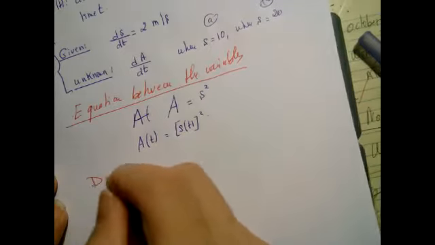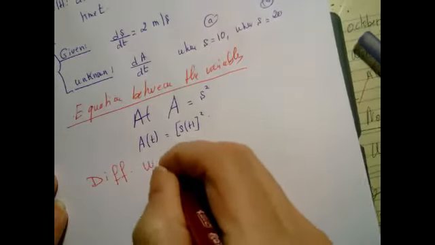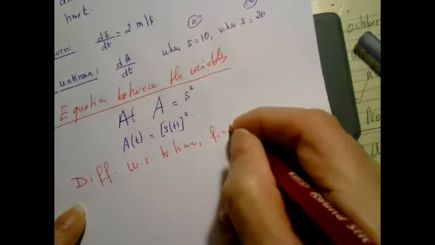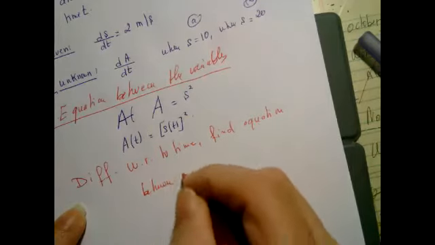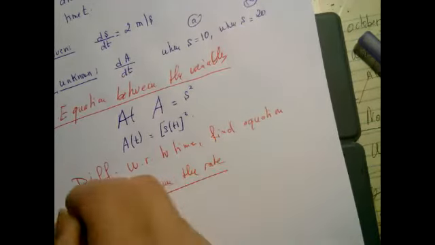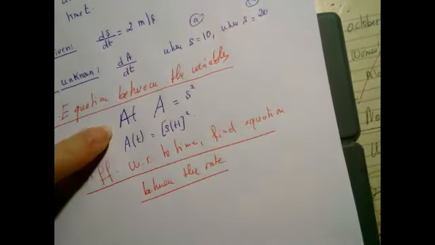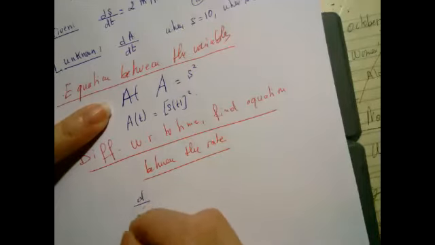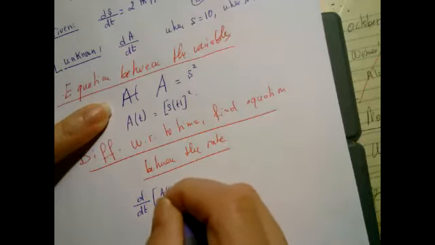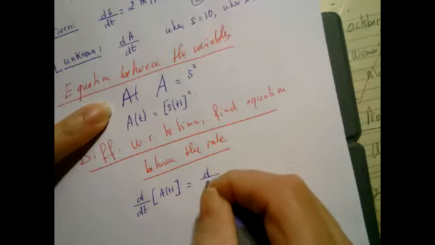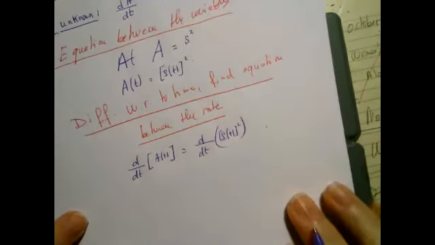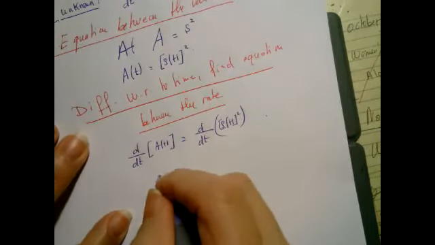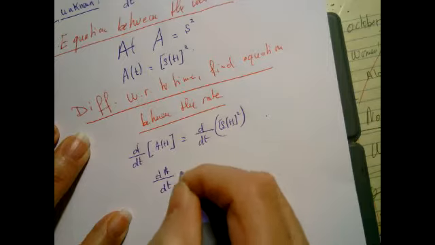Now we differentiate with respect to time both sides, and find an equation between the rates. So that's really what we have to do now, find a relation between the rates. All right, we say that no matter what time is, A of t is equal to that. So the derivative with respect to t of the area is the derivative with respect to t of s of t squared. Now, the derivative with respect to t of the area, this is dA/dt, equal.